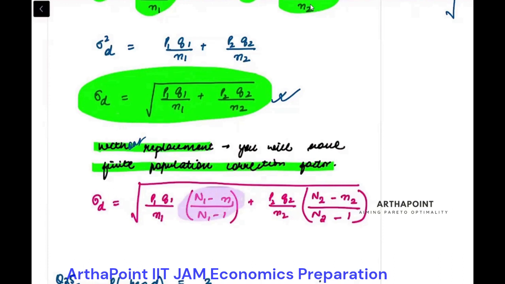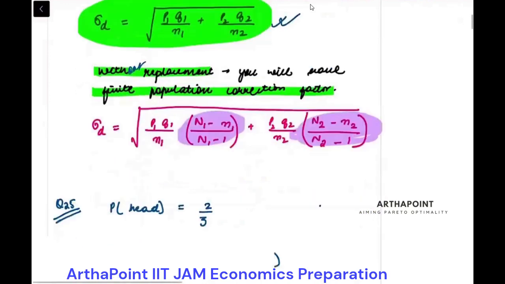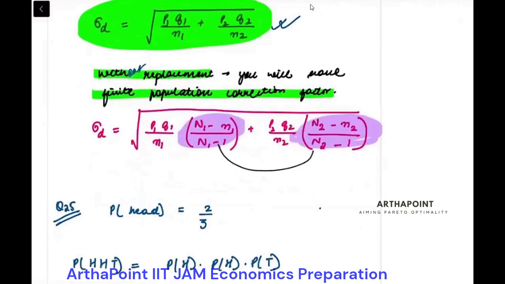N1 minus N by N1 minus 1, and N2 minus N2 by N2 minus 1. These would be my correction factors, just like we did in the above question. Everywhere you see without replacement versus with replacement, you have to make sure that you include this correction factor. That's the only trick to these questions.